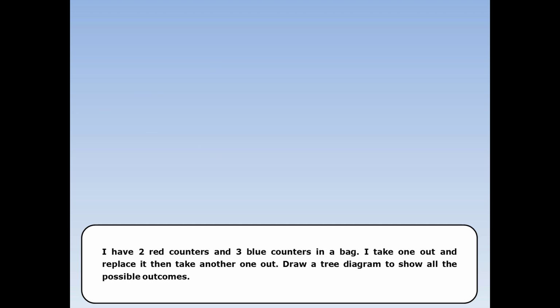Well, if I take a counter out, I could either get a red or a blue. There are 5 counters altogether and 2 red ones. So the chance of a red is 2 out of 5, and the chance of a blue is 3 out of 5. Now I've put the counter back in, so there are still 5 counters in there.